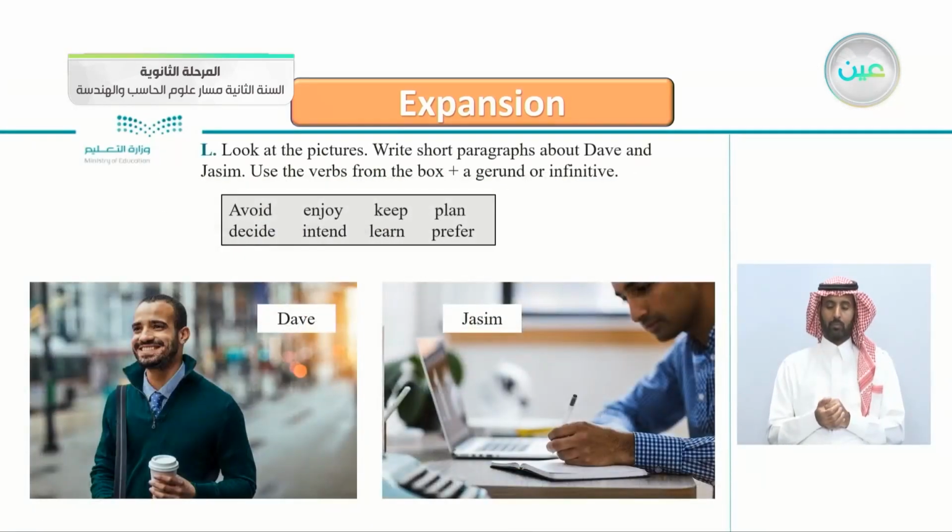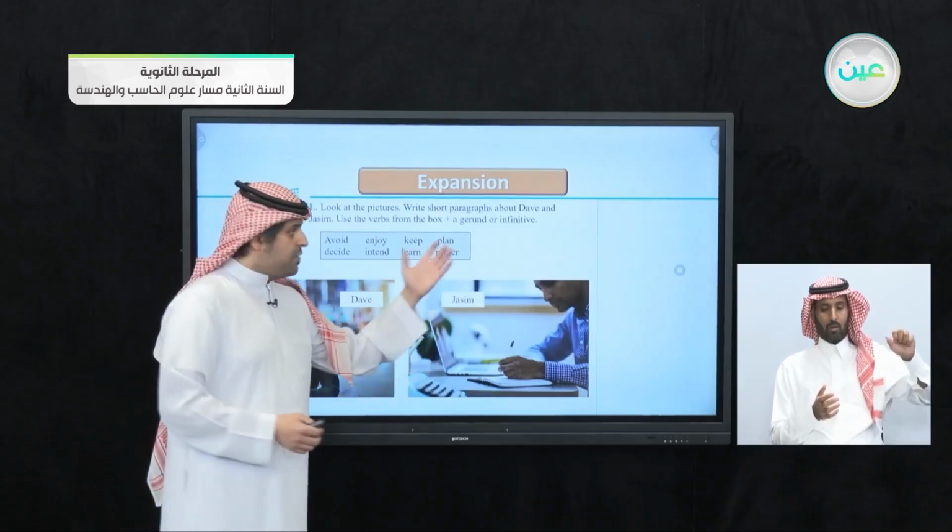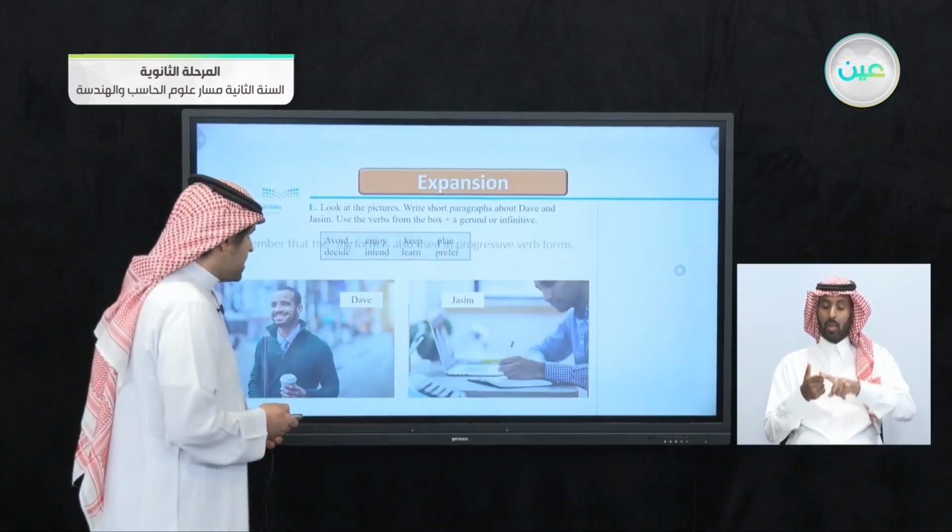So continuing here with the next exercise, look at the pictures, write a short paragraph about Dave and Jasim. Use the verbs from the box plus the gerund or infinitive. We have the verbs here: avoid, enjoy, keep, plan, prefer, learn, intend, and decide. And you see the picture here, you see here Dave and Jasim. You can choose whatever verb here plus the gerund.